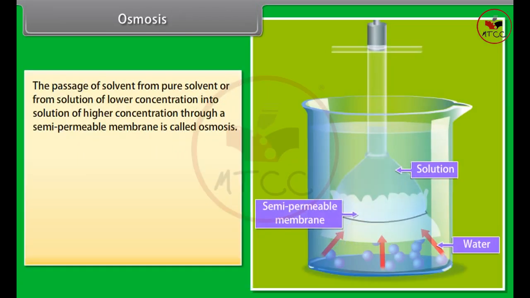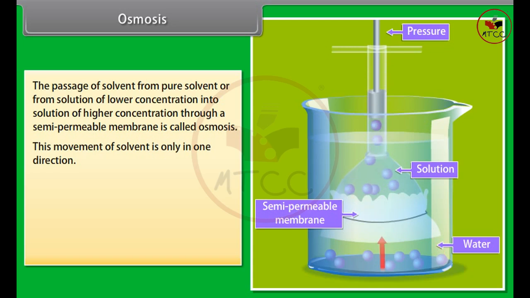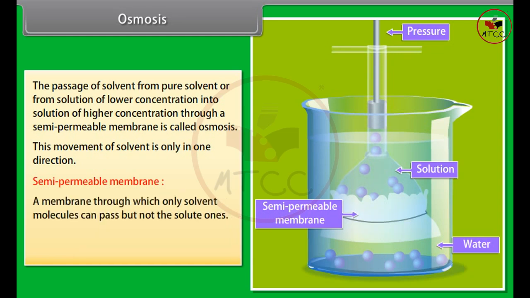Osmosis. The passage of solvent from pure solvent or from solution of lower concentration into solution of higher concentration through a semi-permeable membrane is called osmosis. This movement of solvent is only in one direction. Semi-permeable membrane: a membrane through which only solvent molecules can pass, but not the solute ones. For example, cellophane, parchment paper, and wall of living cell.